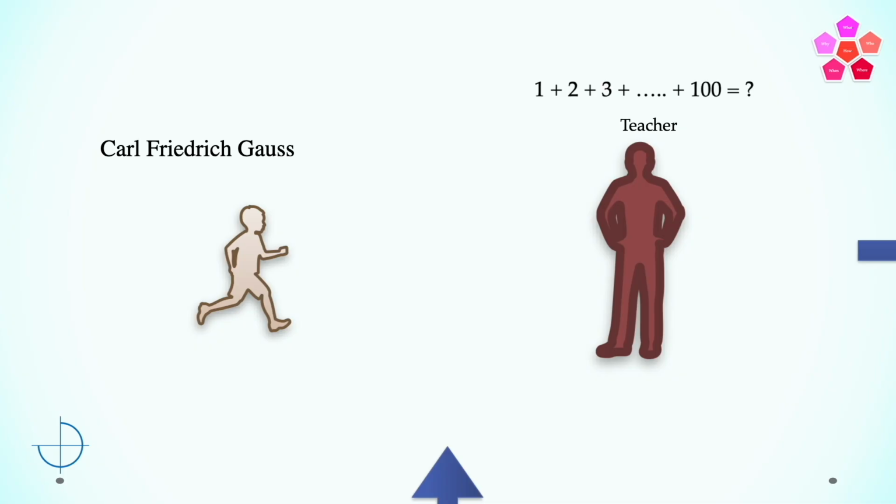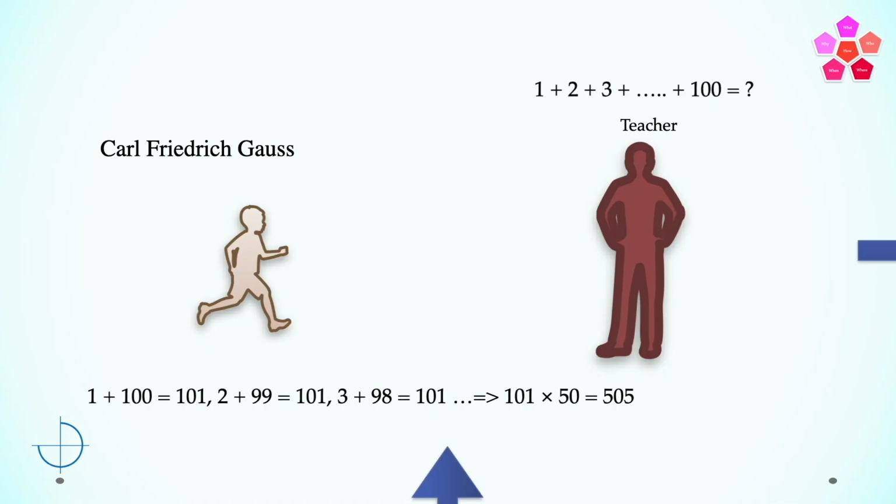Gauss, at such a small age, without picking the pencil, gave the answer in literally no time, as 5050. The teacher did not believe him and started adding everything, and to his astonishment, the answer was 5050. The logic was very simple. 1 plus 100 is equal to 101. 2 plus 99 is also equal to 101. 3 plus 98 is also equal to 101, and so on. The addition was actually 101 into 50 times, which is equal to 101 into 50. Thus the answer was 5050.